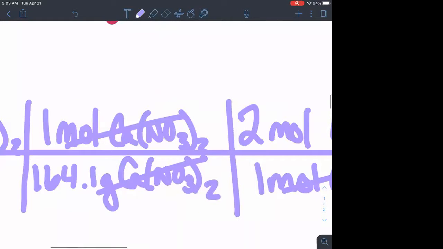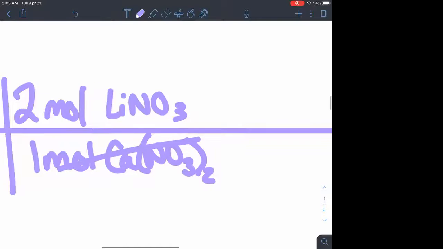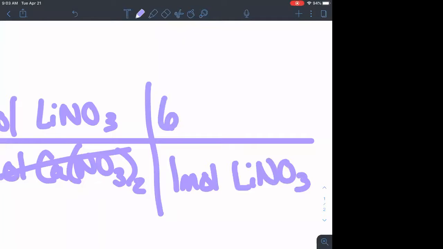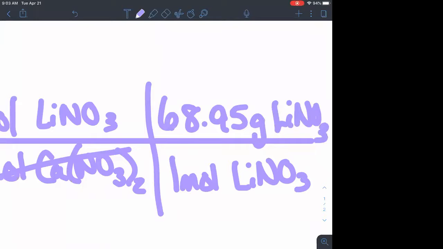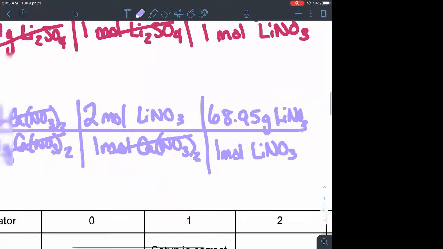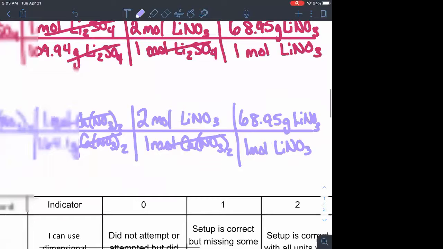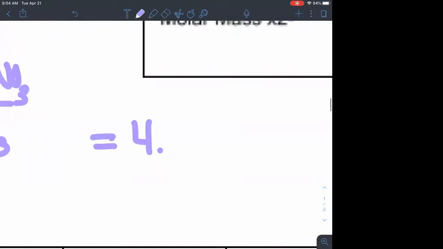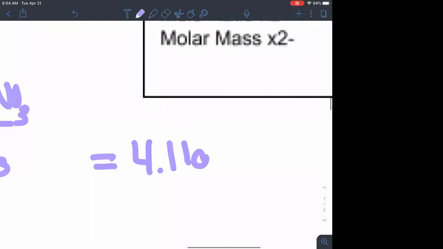Now our last step is just to do that same molar mass from before using the 1 mole of lithium nitrate on the bottom and the 68.95 grams of lithium nitrate on top. When we multiply the top together and multiply the bottom together and divide them, we're going to get an answer of 4.11 grams of lithium nitrate.